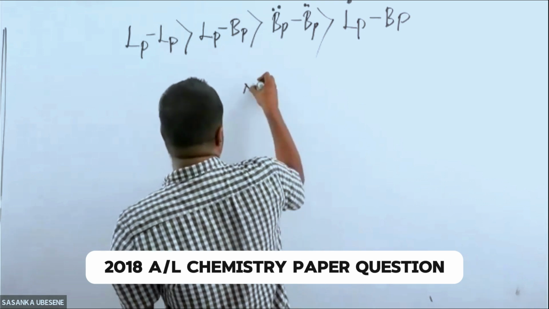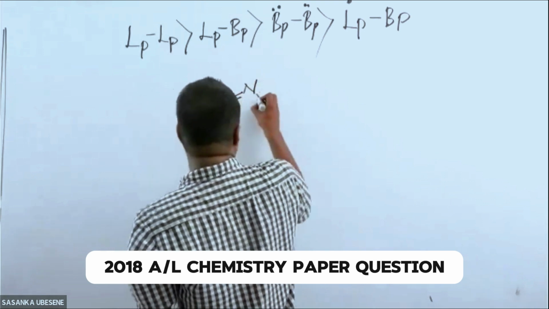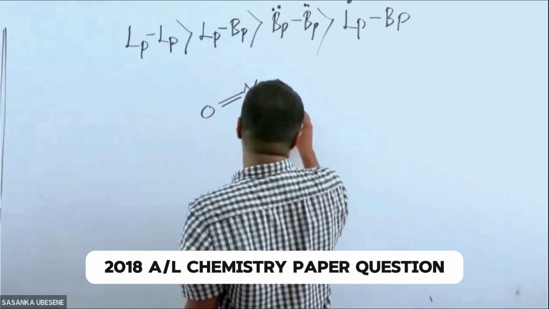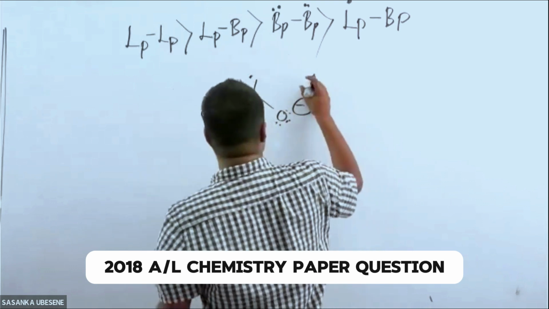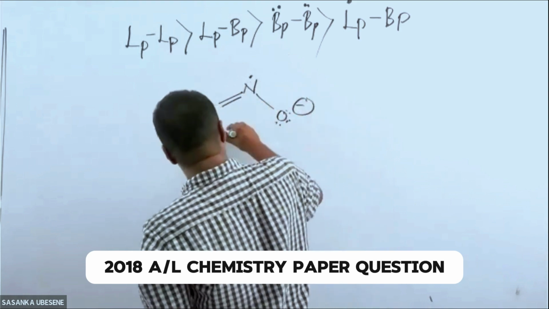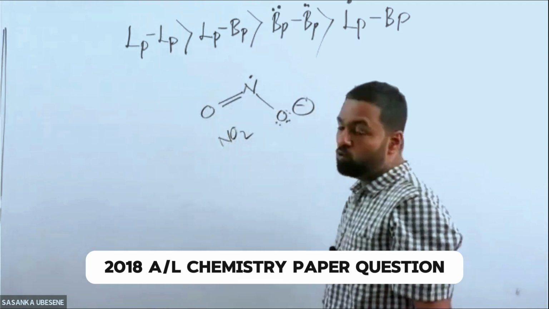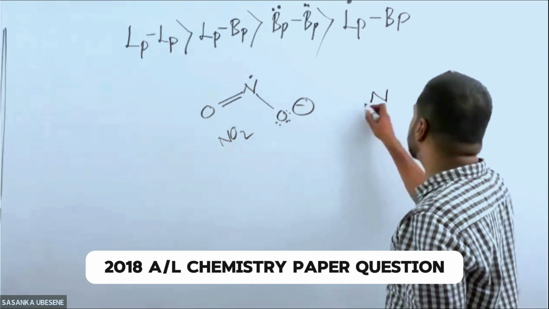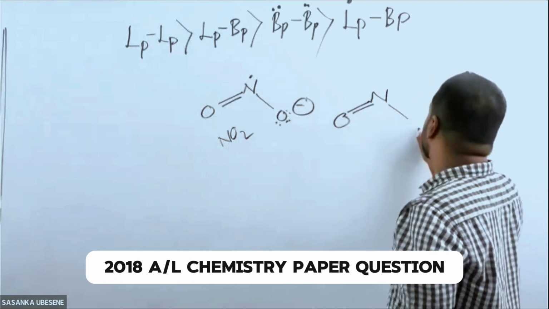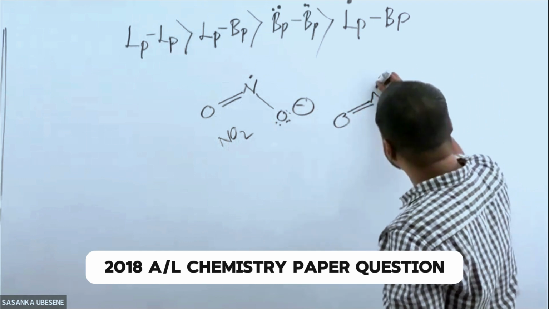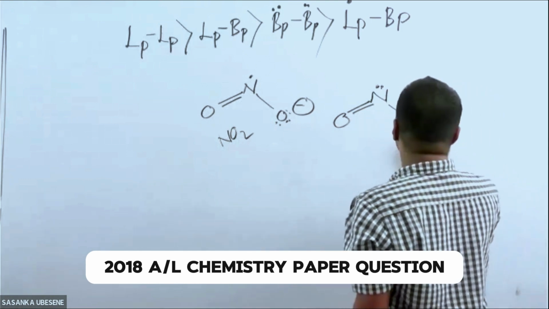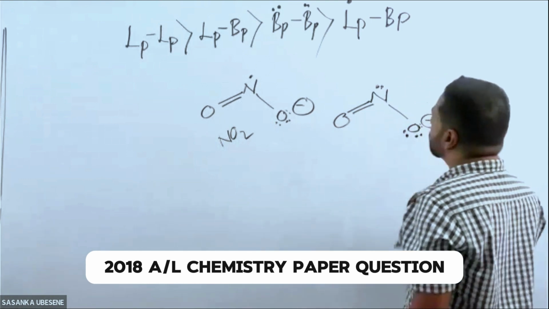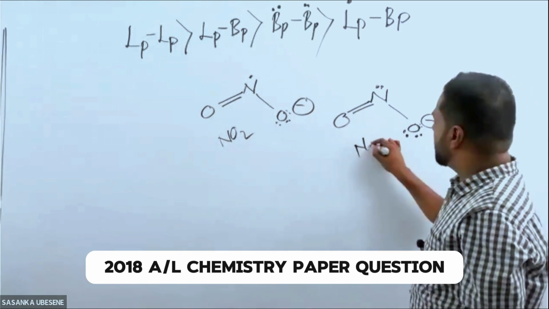Example is NO2 minus and NO2, right? This is NO2 and this is NO2 minus.